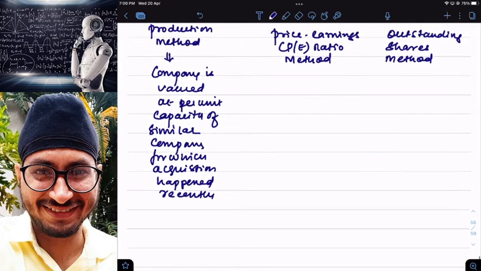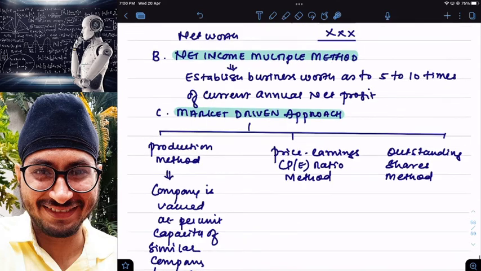I will find out any company which has been acquired recently or not. If any company has been acquired recently, how much was it producing? What is its per unit capacity? For that recently acquired company, I will calculate the per unit capacity, and that will be what, sir?